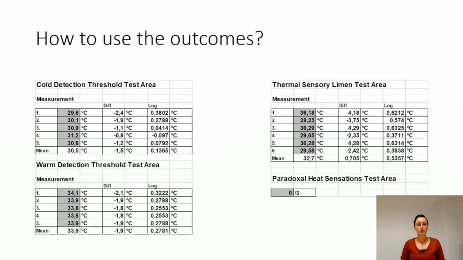As you can see in the gray areas, we collect 5 thresholds for each test. And for the paradoxical heat sensations, we do 3 warm and 3 cold stimuli. So we have the possibility to detect a maximum of 3 paradoxical heat sensations where cold can be perceived as warm.